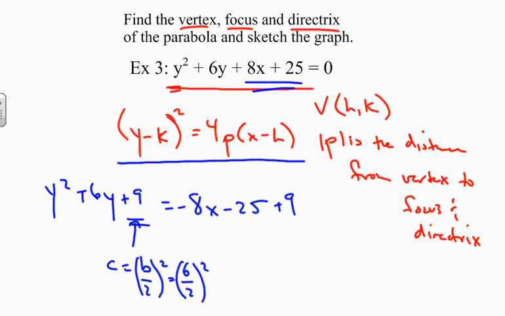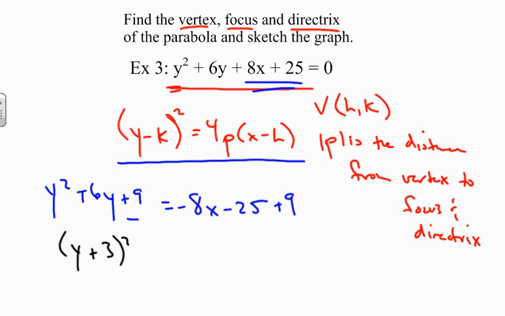All right, so once we find our c value, I'm just going to get rid of that. Get a little room here. There we go. Okay, now we're going to complete the square. So we have y plus 3 squared. And now you notice that we can actually factor this, because this turns into negative 8x minus 16. We can factor out a negative 8, and that's going to be x plus 2. All right, and that's what we got.